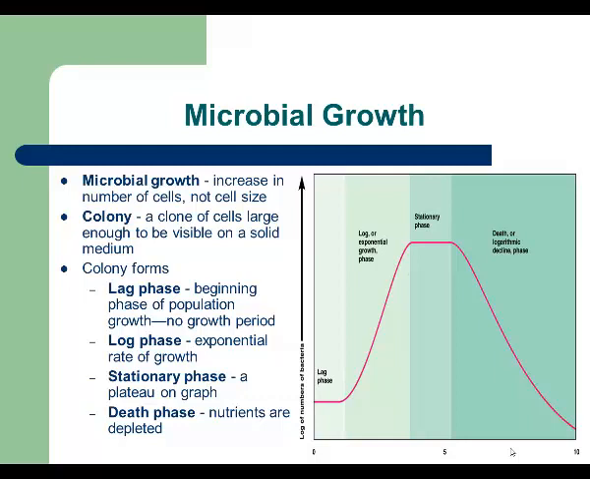When bacteria grow on the surface of the media in our labs, they form colonies. A colony is a clone of cells large enough to be visible on the surface of the media. So how do those colonies get formed? There are 4 phases in this process.